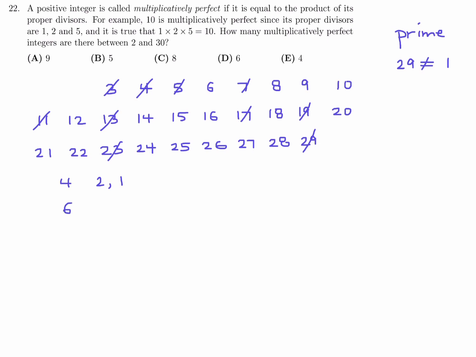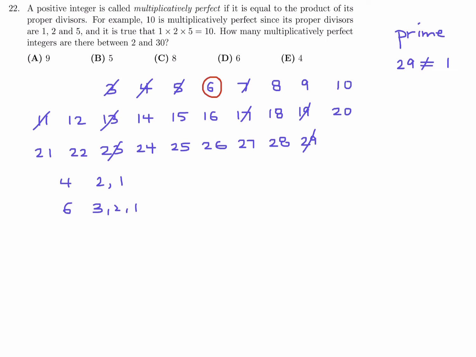How about 6? Its divisors are 3, 2, and 1. When you multiply those, does it equal 6? And the answer is yes, it does. So 6 is one of my multiplicatively perfect numbers. All right, let's keep going here.